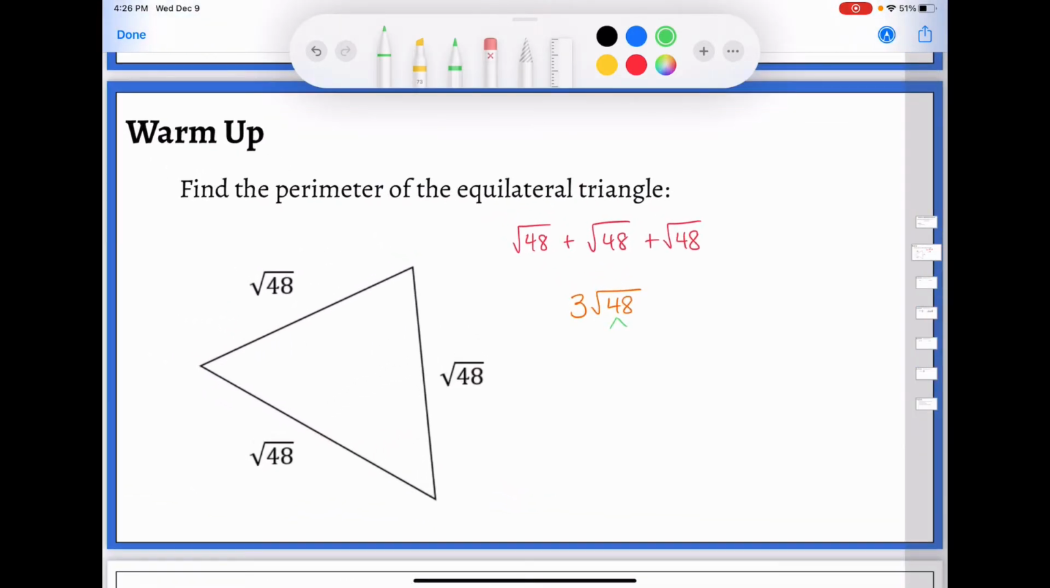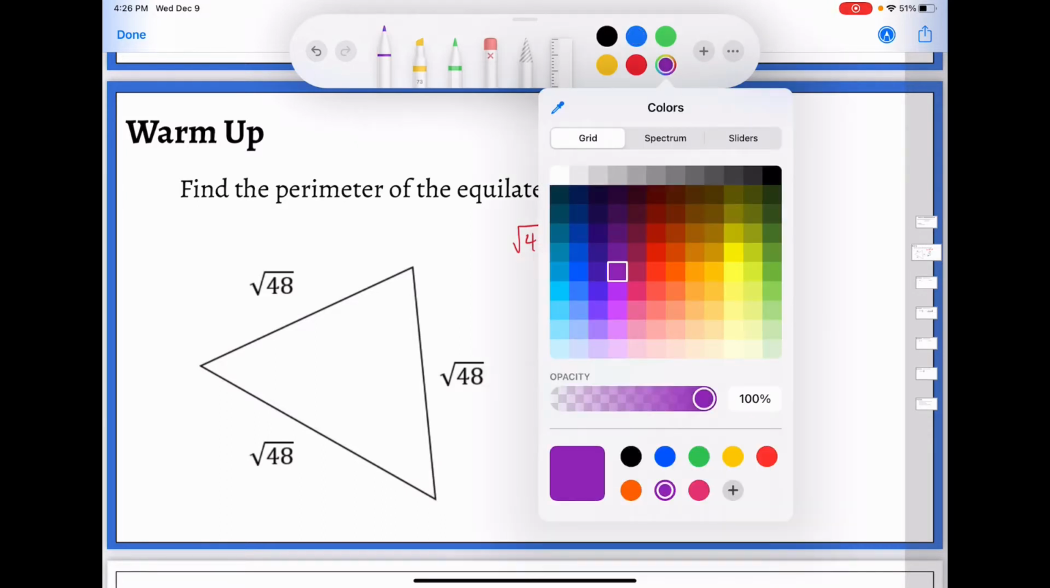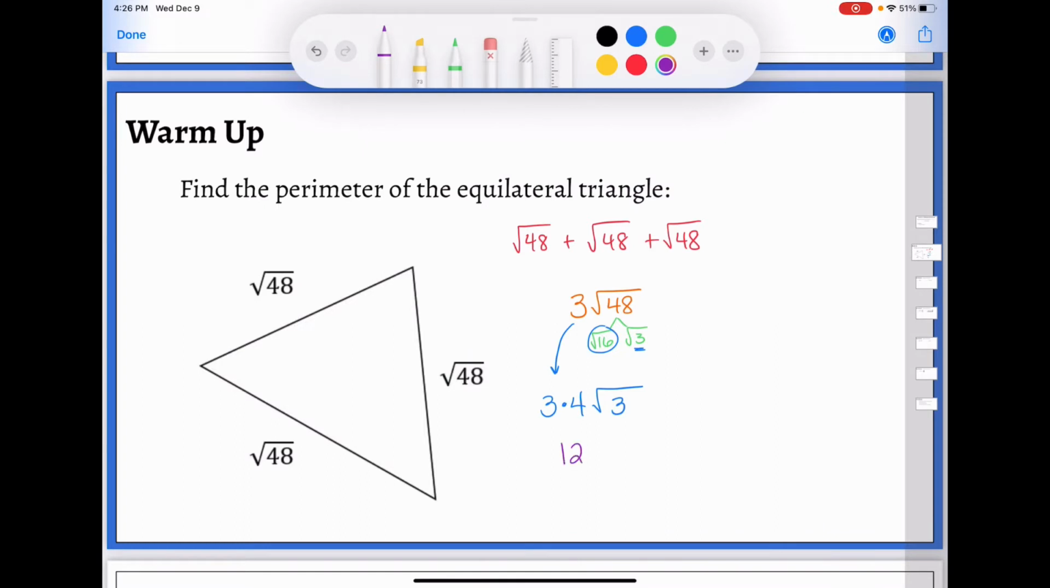So the square root of 48 would be the square root of 16 times the square root of 3. So square root of 16 is our perfect square. That's going to come to the outside. The 3 is going to stay in, but I can't forget to bring down my 3 that was already on the outside. The square root of 16 is going to become 4. Remember that all of these are factors. They're multiplied together, so I'm going to multiply those two numbers together on the outside. And left on the inside is the square root of 3. So then I have 3 times 4, which is 12 radical 3 for my perimeter.